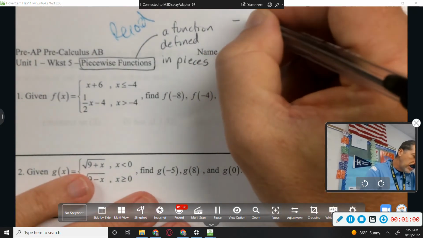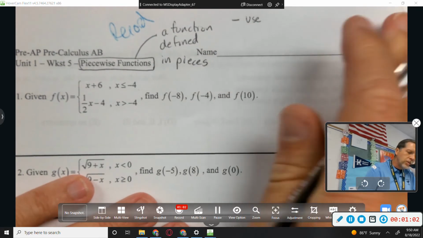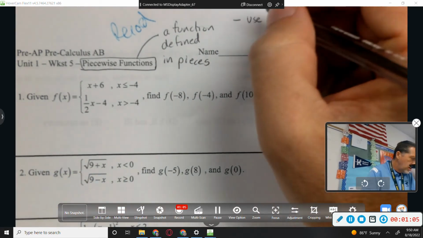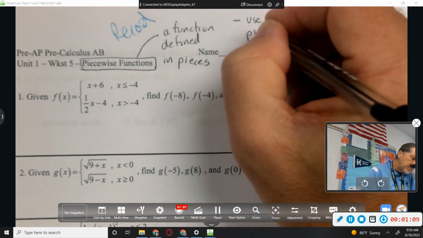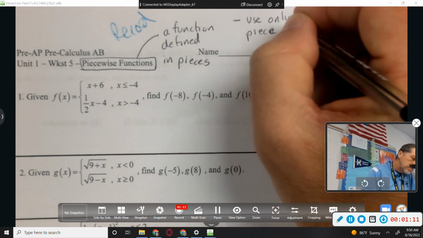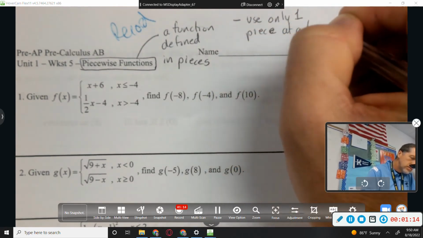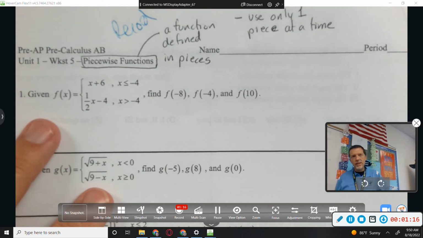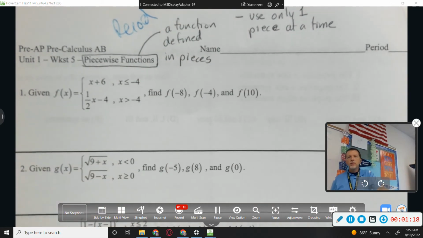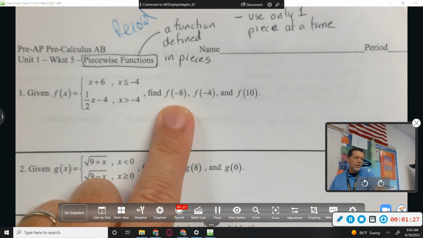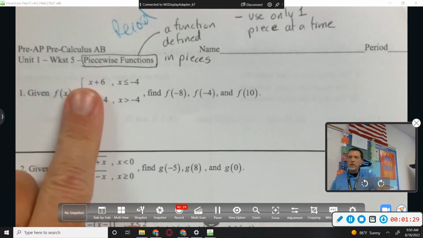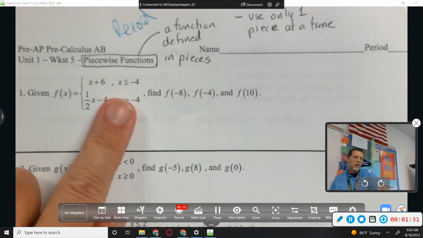The main thing with piecewise functions, and this is what will, I think, keep you out of trouble, is that you use only one piece at a time. For any problem, you might need to use all of the pieces through the course of a problem. But when I want to find, looking at number 1, f of negative 8, I am not going to plug negative 8 into both of those pieces. I'm only allowed to plug it into one.